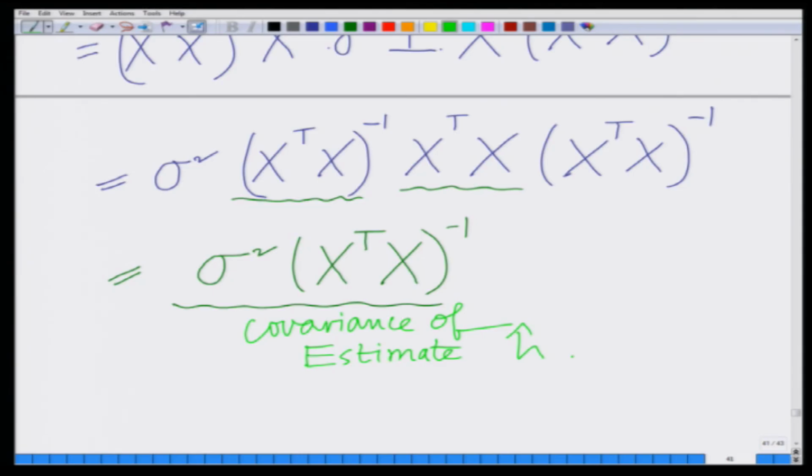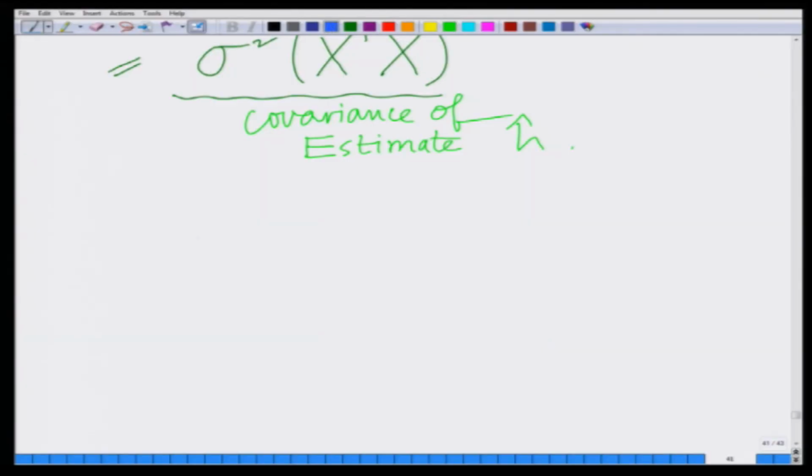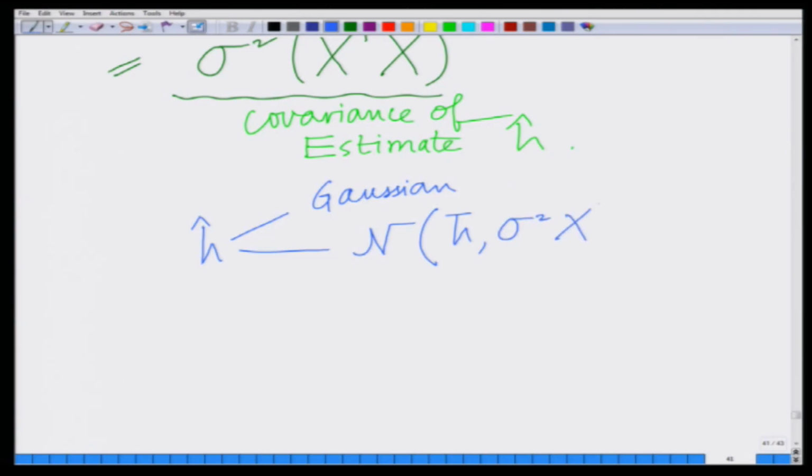And finally, to summarize, we already said three things. h hat is a Gaussian parameter, it is an unbiased estimate, that is the expected value of h hat is the parameter vector h bar, and its covariance is sigma square x transpose x inverse. Therefore, I can neatly summarize this as h hat being a Gaussian vector, denoted by N with mean h bar and covariance sigma square x transpose x inverse. This summarizes the behavior of the estimator.